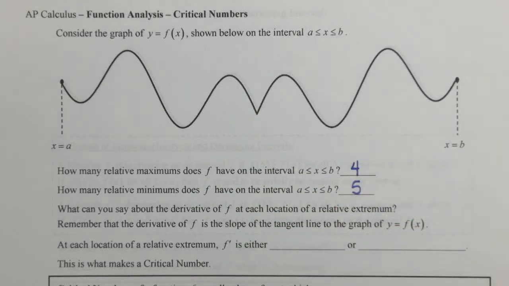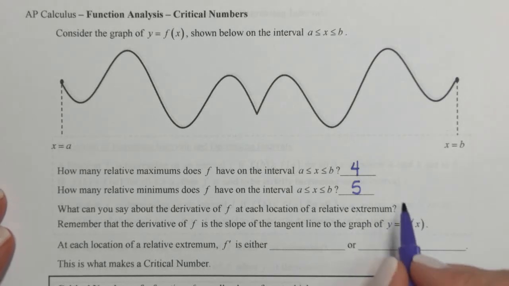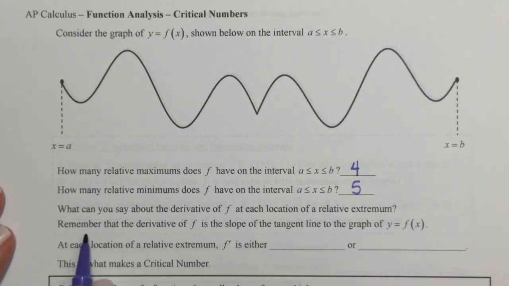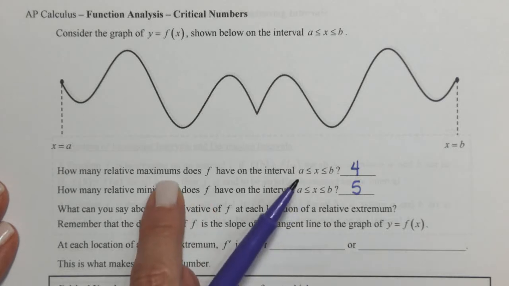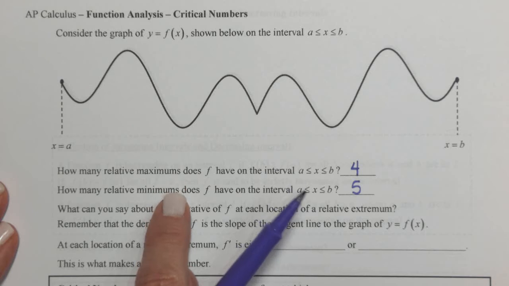What can you say about the derivative of f at each location of one of these relative extremum values? Remember that the derivative of f is the slope of the tangent line to the graph. So what can you say about the slope of the tangent line? What can you say about the tangent lines at each of these local extrema?